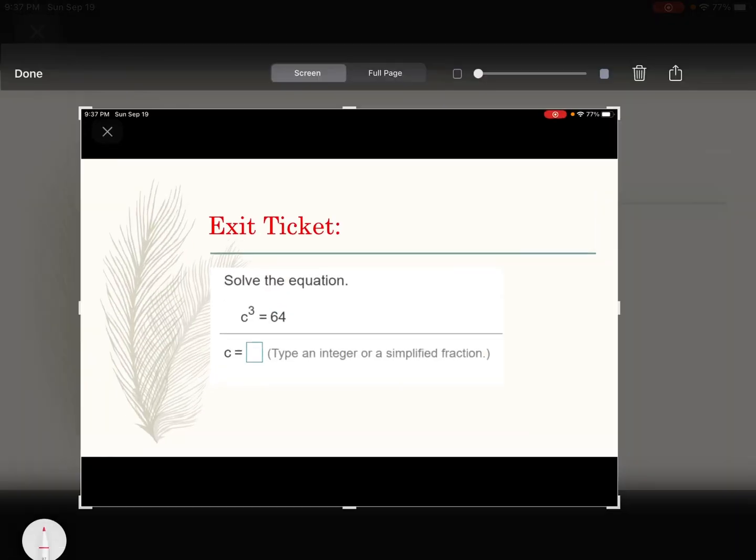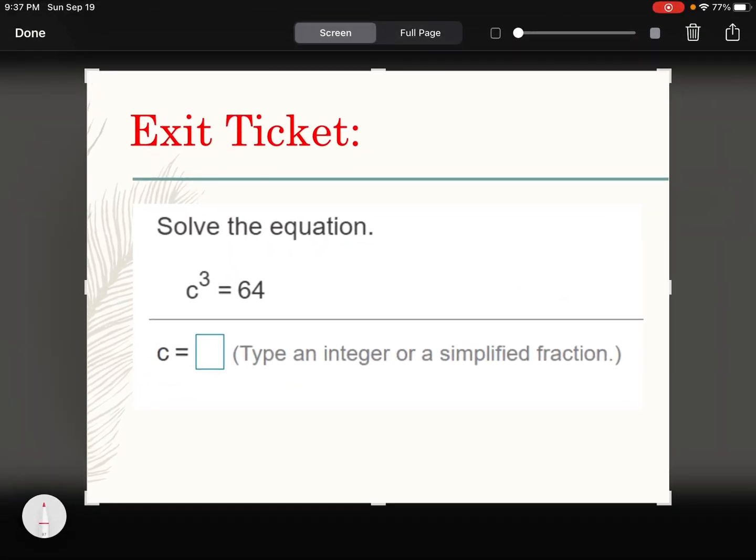Okay, the last question. Exit ticket. Solve the equation c cubed, or c to the power of 3, is equal to 64. So to solve for c, what cube gives us 64? It gives us c, guys. What cube? c cubed is equal to 64. I will take the cube root of each side.